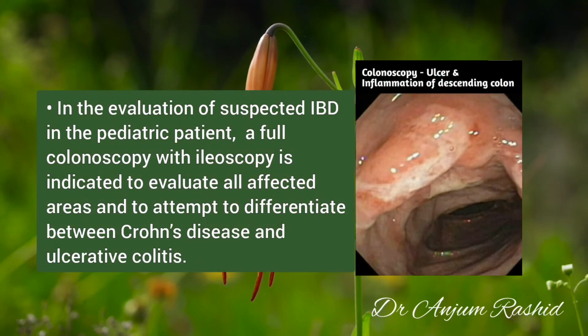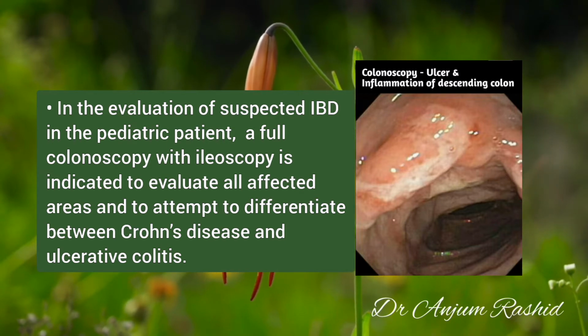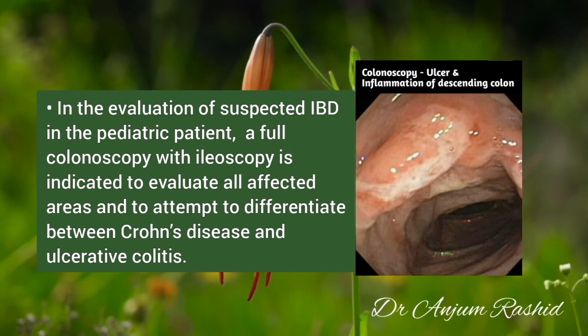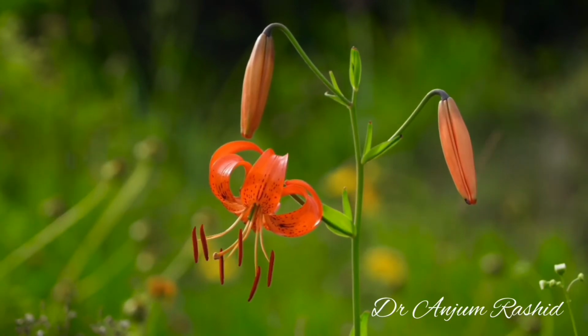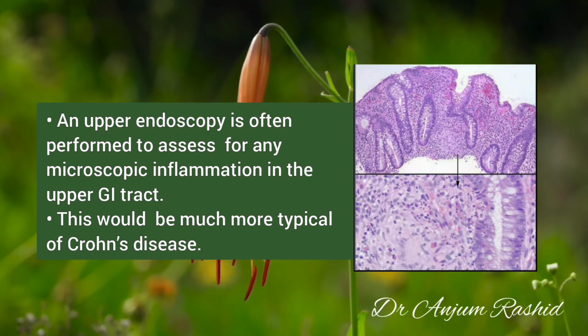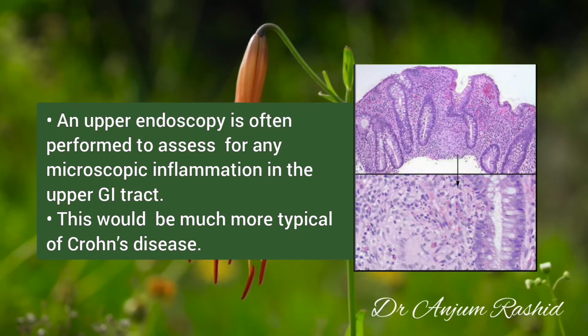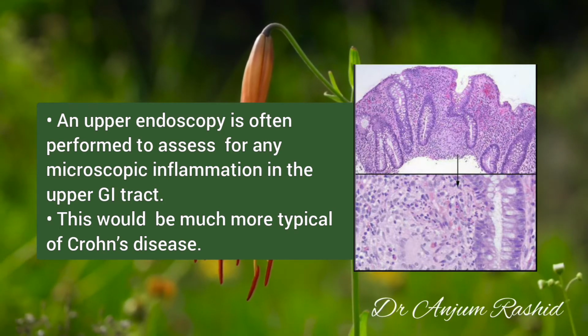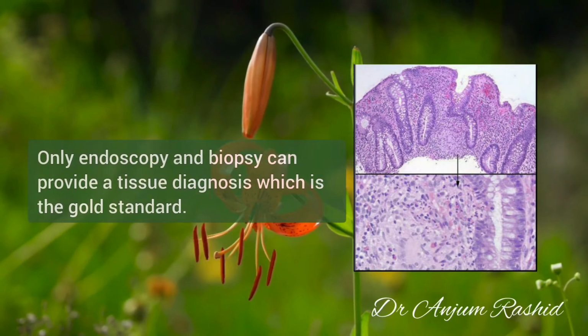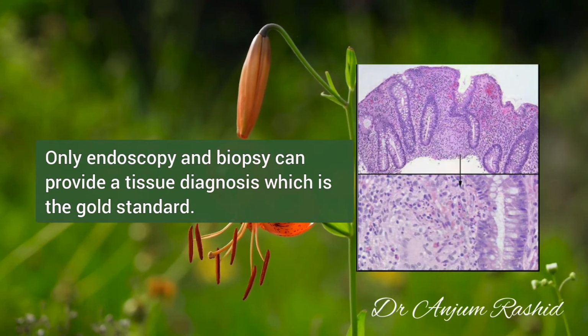In the evaluation of suspected inflammatory bowel disease in the pediatric patient, a full colonoscopy with ileoscopy is indicated to evaluate all affected areas and to attempt to differentiate between Crohn's disease and ulcerative colitis. Now, an upper endoscopy is often performed to assess for any microscopic inflammation in the upper GI tract. This would be much more typical of Crohn's disease. Now, only endoscopy and biopsy can provide a tissue diagnosis, which is the gold standard of Crohn's disease.